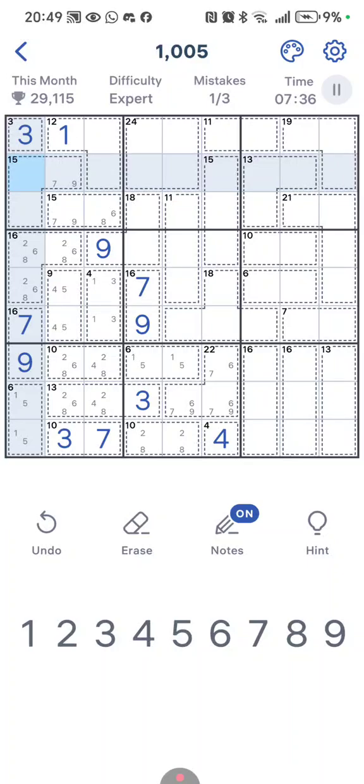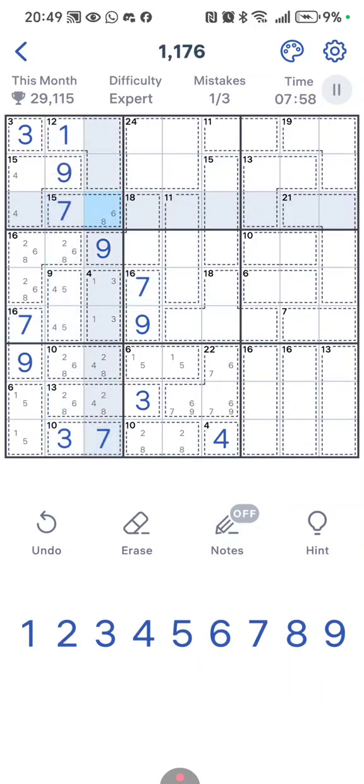One, 4. Yeah, okay, this has to be 4. 4 has to go there or there because it can't go anywhere else along here. So 4 and 7 would be 4. So that can't be a 7, that's got to be 9.